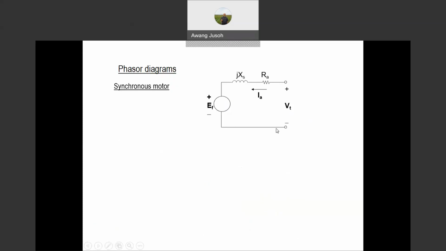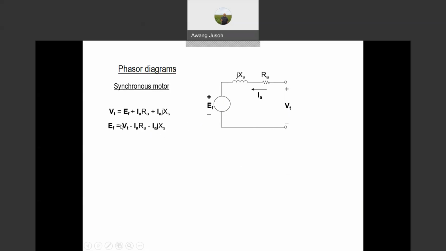You can see the difference between synchronous motor and synchronous generator. For the synchronous motor, IA moves from the V terminal supply and goes to the EF. So what is the equation for this circuit now? Similar. Because V terminal is the source, V terminal equals IARA plus IAjXS plus EF. So EF equals V terminal minus IARA minus IAjXS. And you can draw the phasor diagram based on this equation.